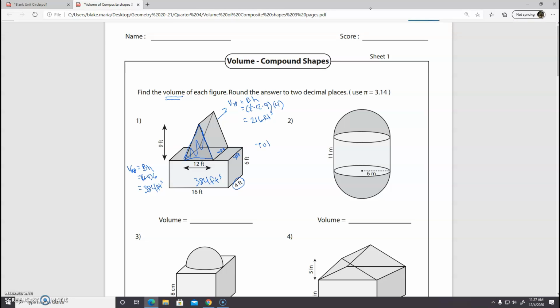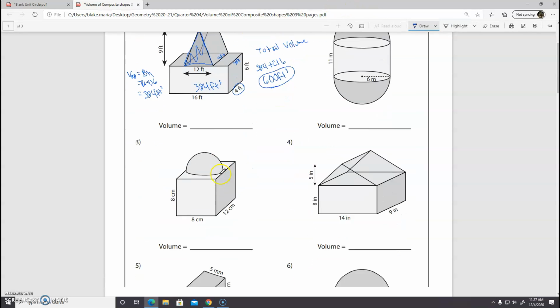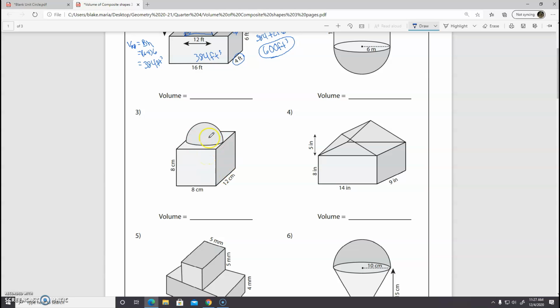So your total volume is going to be 384 plus 216, which is 600 feet cubed. So do the shapes separately, right? Do the top, do the bottom, add them up. We found our rectangular prism, we found our triangular prism, and we added them up to get 600. All right, let's try another one. How about this one? We'll get a little hemisphere in there.